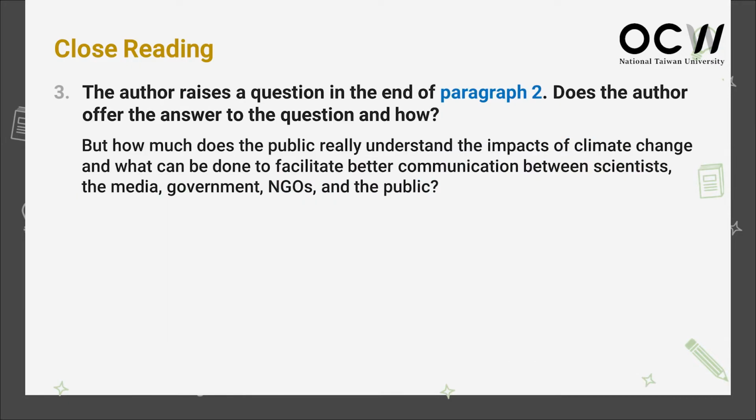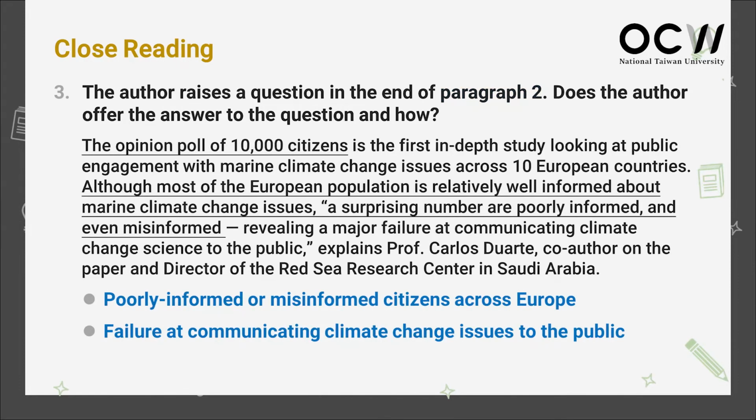And then in the latter half of the second paragraph, the author actually proposed a question. It's about how well the public know about climate change and how to facilitate the communication between scientists, media, government, NGO, and the public. So based on these questions, what kind of answer did the author give? That's how we know that poorly informed or misinformed citizens across Europe, as well as the failure at communicating climate change issues to the public, are the main ideas that the author is trying to convey in these texts.